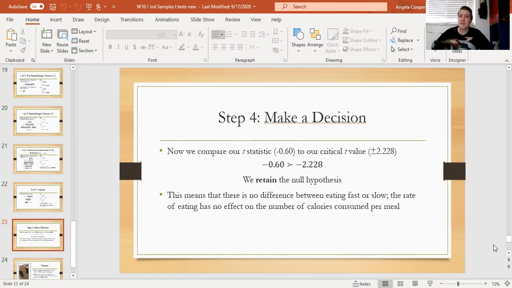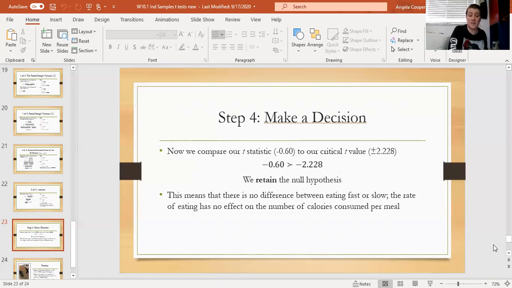So that tells us, if we go all the way back to step one, where we looked at the null and alternative hypothesis, by retaining it, we're saying that there is no difference between eating fast and slow. The rate at which you eat does not have an effect on the number of calories that you consume per meal. That's the conclusion. We retain the null, and no matter how fast or slow you eat, that does not have an effect on how many calories you consumed.